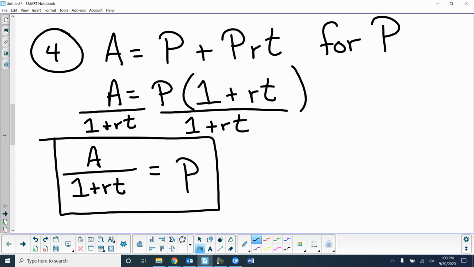Does it make a little better sense? I know that confuses some people. It's kind of tough at first. Once you practice a few of them, then you get the hang of it.